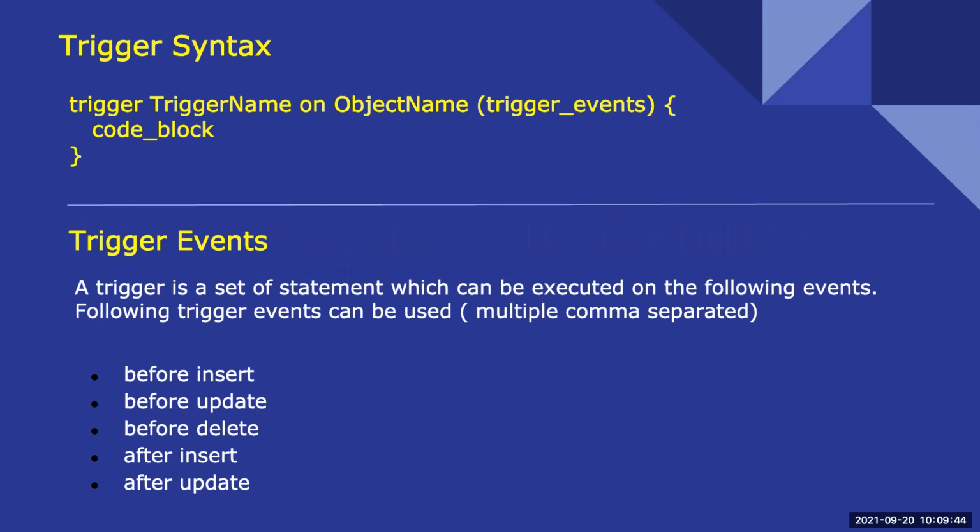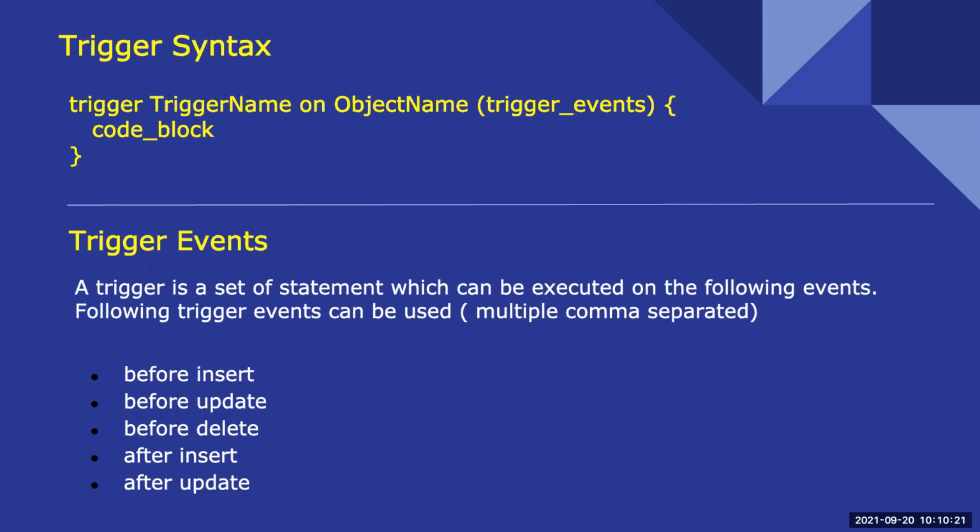So here comes your trigger syntax. It starts with the trigger keyword. Then you have a name of the trigger on the object name. A trigger will always be on a single object, which is represented by the object name here. Within brackets, you will have the trigger events. Whatever operation we have to do inside will be represented by the code block. So we'll have the trigger keyword, name of the trigger, on what object, like account, opportunity, or any custom object, and within brackets, the trigger events.